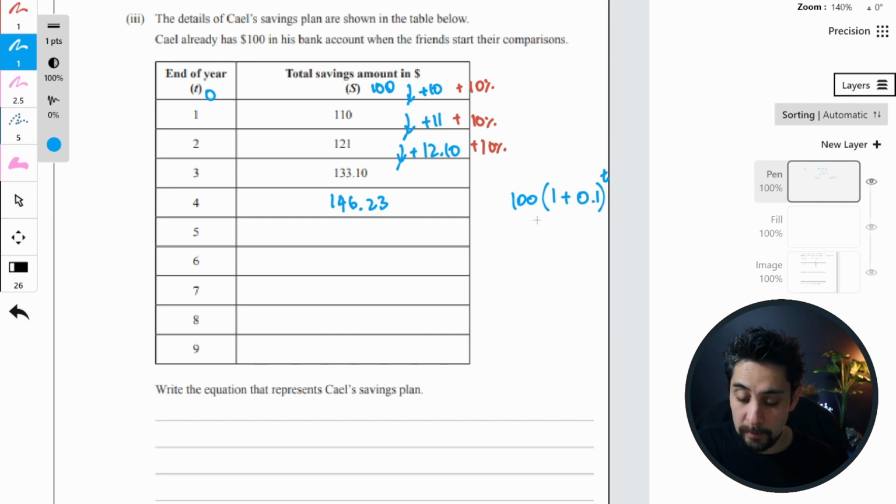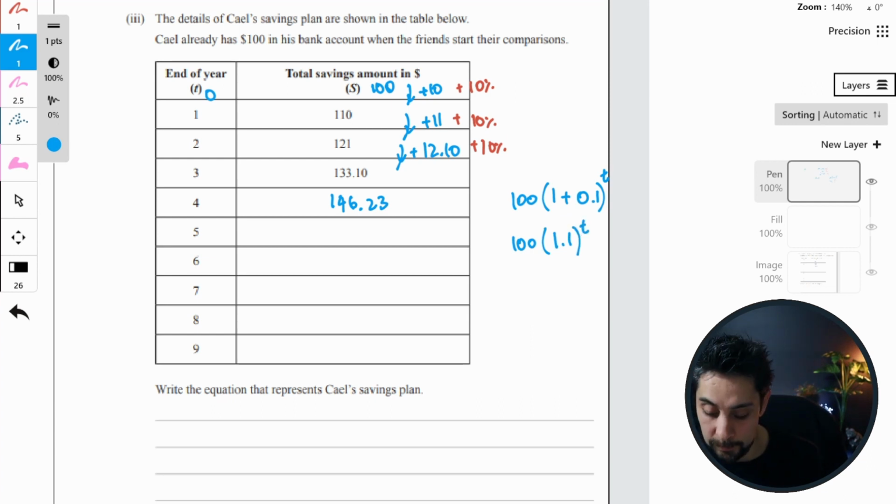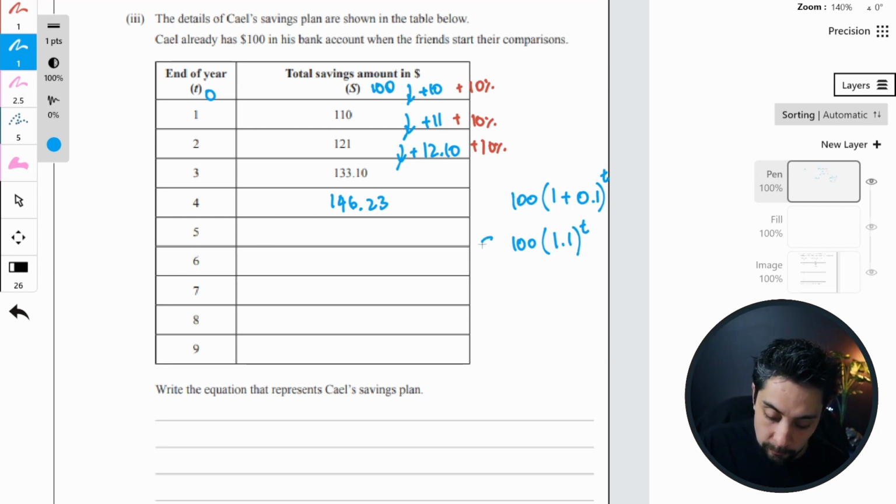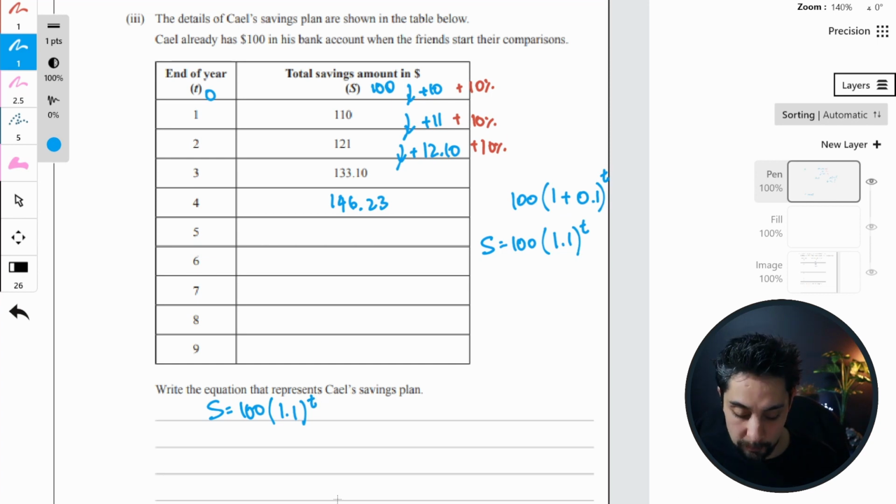Let's just simplify the inside brackets. We start with $100, we multiply that by 1.1, and raise that to the power of t. So that is our savings plan. S equals 100, that's our original money. Multiply that by 1.1, adding 10% each year. That's how we write that.